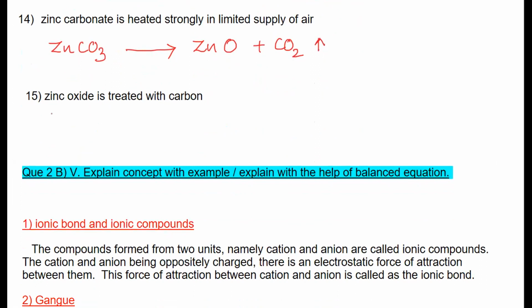Zinc oxide is treated with carbon. We know carbon is a reducing agent. Zinc oxide plus carbon: carbon will act as a reducing agent and reduce the zinc oxide to zinc. So we will get Zn, and this carbon will combine with oxygen and form carbon monoxide. It is a gas. So these are the balanced chemical equations.